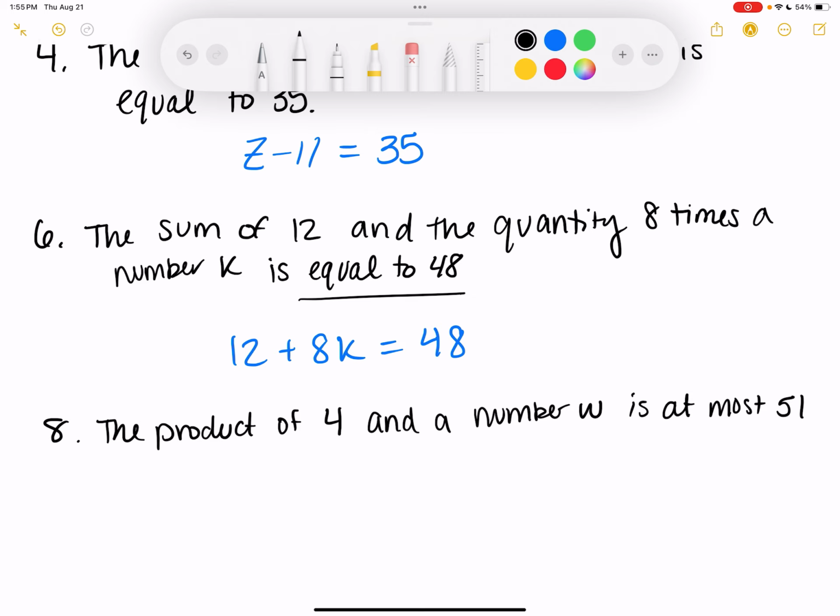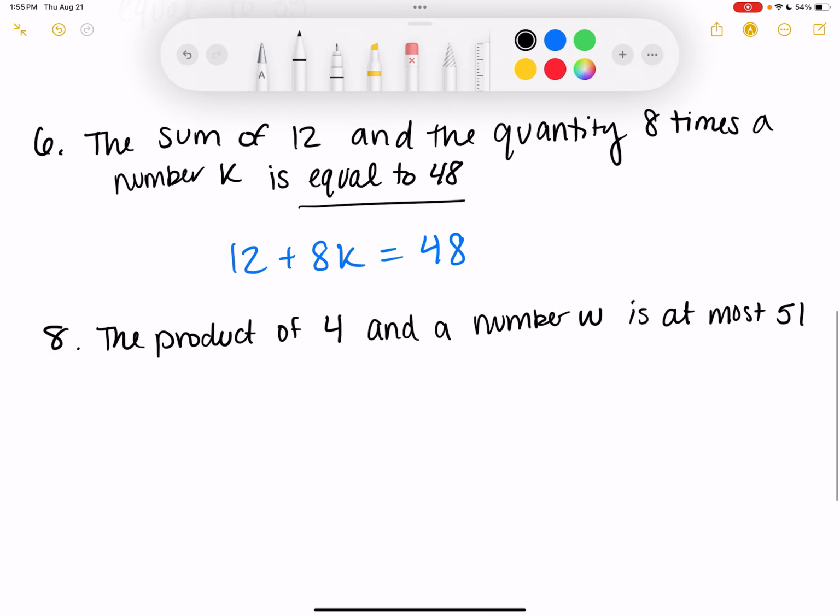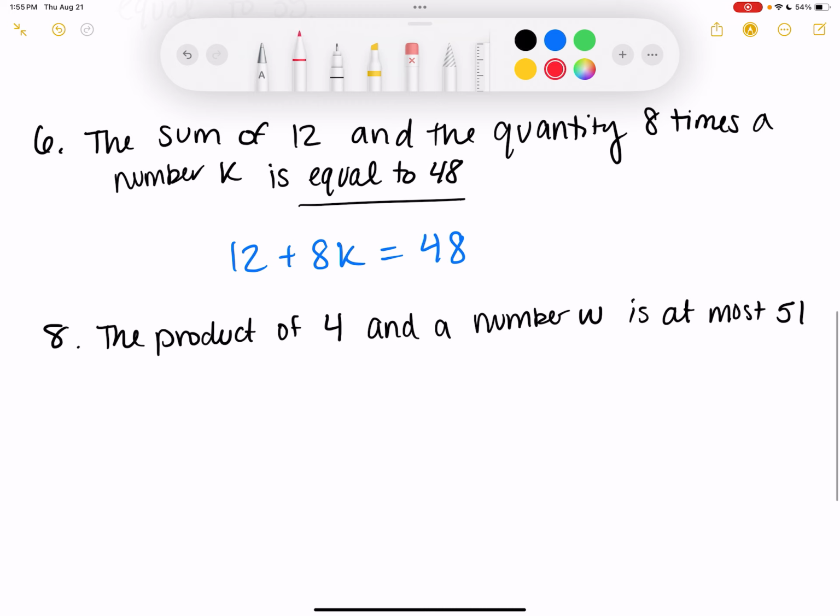This is the new one. So at most is less than or equal to. So we know that that's going to be that. The product of 4 and a number w, so that's going to be 4w, is at most, so that's our less than or equal to, and then 51.